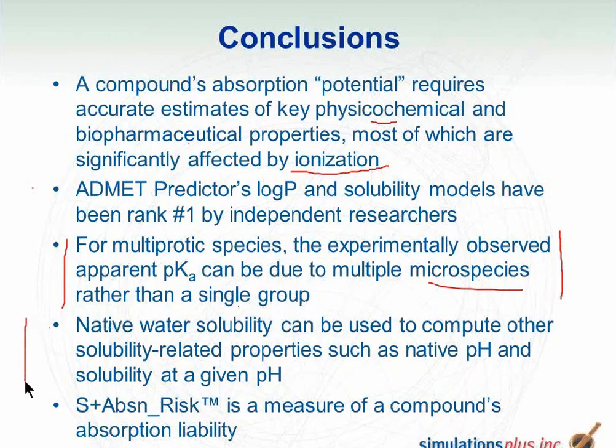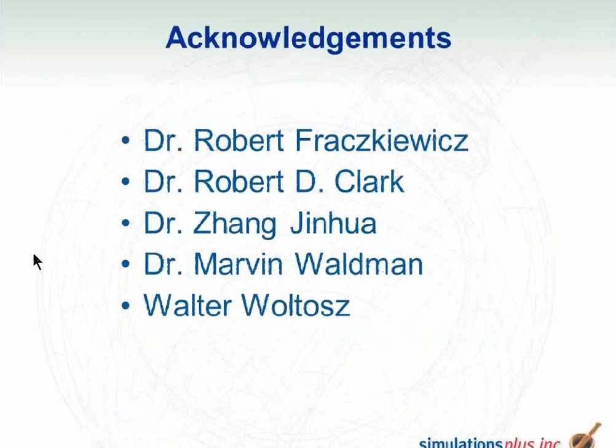We predict native water solubility, and this can be used in combination with the pKa values to compute other properties. And then finally, absorption risk is a measure of compounds' absorption liability. It's a flexible scoring system that can be changed by the user.